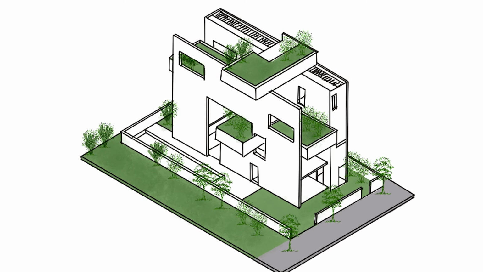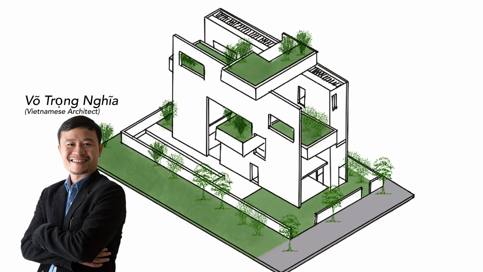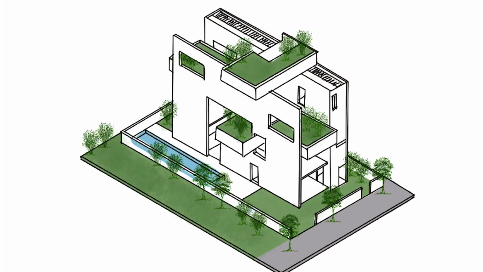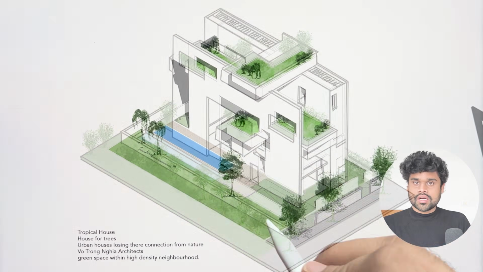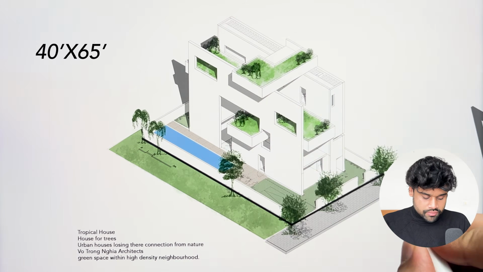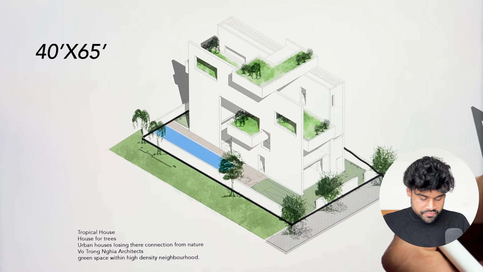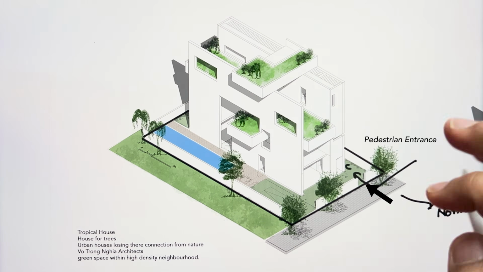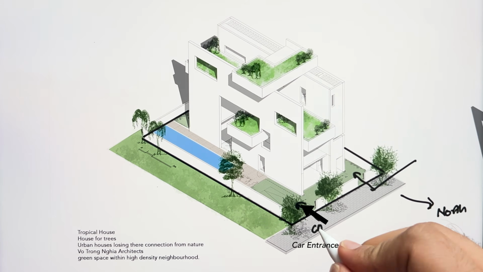Whyarch is the principal architect of VTN Architects and he designed this house with the idea of creating multi-level spaces with green areas in between. So let's try to understand the conceptual scheme of the house. Here the total area of the house is somewhere around 40 feet by 65 feet and the entrance of the house is from the north. So they have two entrances. One is the pedestrian entrance and the other is the car entrance.